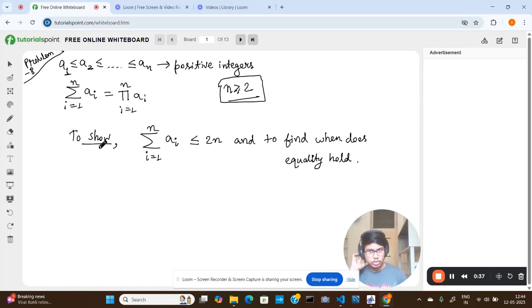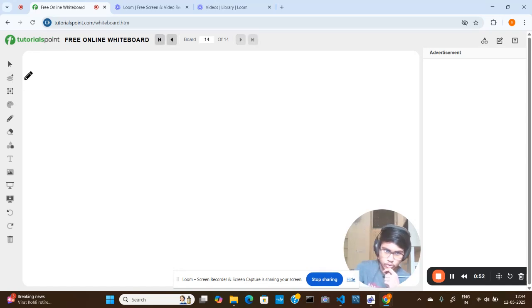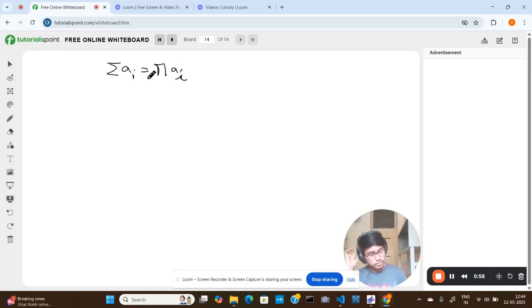And we are required to show that the summation of ai, i equal to 1 to n, is less than or equal to 2n. And we also want to find when equality occurs. So let's look at the problem. We are given that the sum of the positive integers is equal to the product of the positive integers.